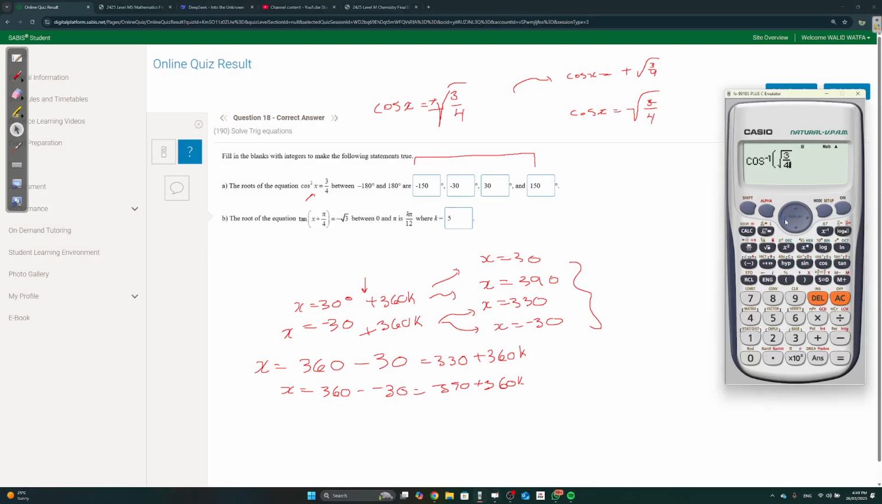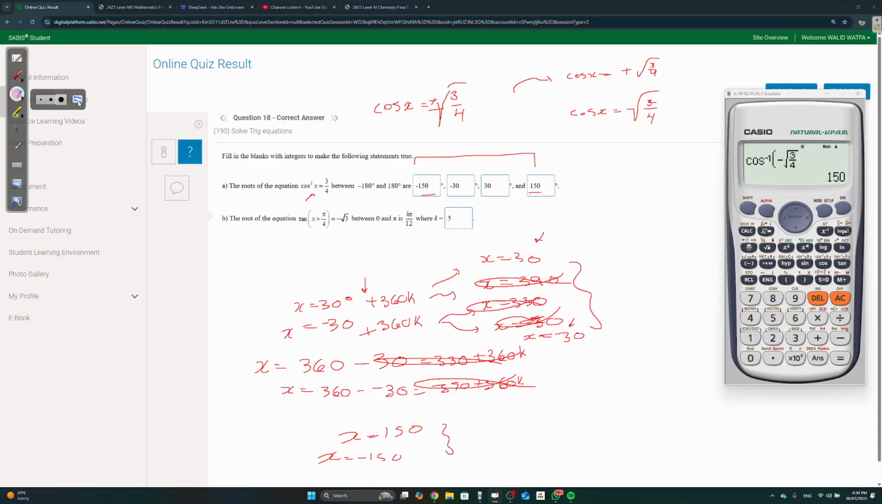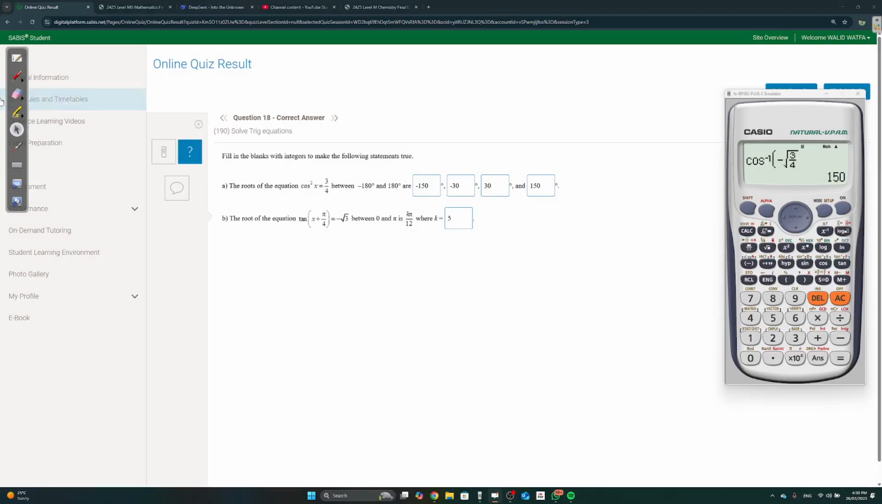So let's do shift cosine of negative root 3 over 4. And you're going to get, as you can see, 115. So this is rejected. This is rejected. No, this is not rejected. Okay, this is rejected. This is rejected. And this is rejected. So you're going to get 150. What do you do with your second solution? Always make it negative. So we add 150 and minus 150, and you have 30 and minus 30. Very nice.